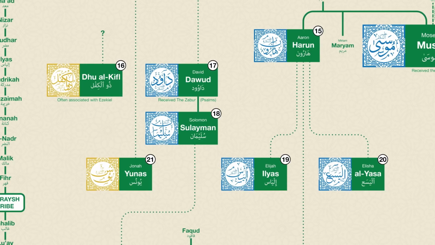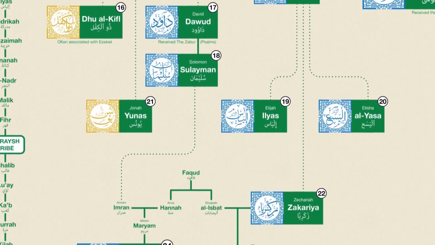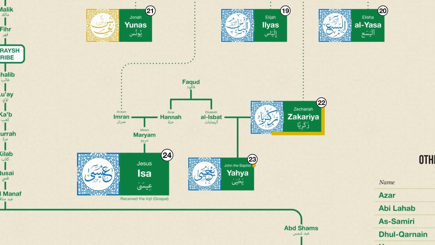Okay, another prophet mentioned in the Quran is Yunus, who corresponds to the biblical Jonah, who was the prophet who got swallowed by a giant fish. We then come to Zachariah, Yahya, and Isa, all characters who appear in the Christian New Testament, not in the Hebrew Bible, which Christians call the Old Testament.